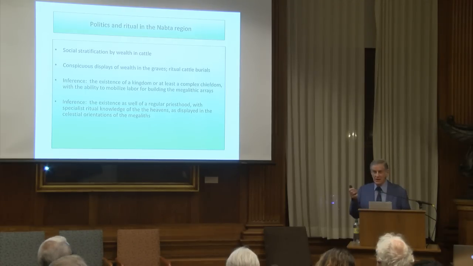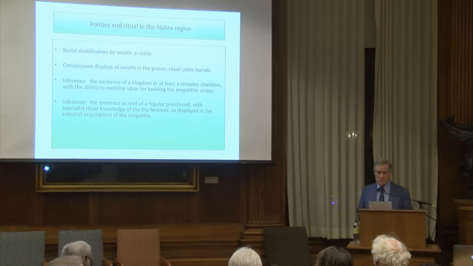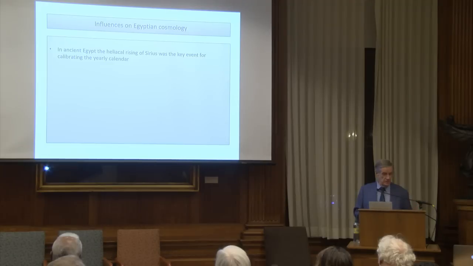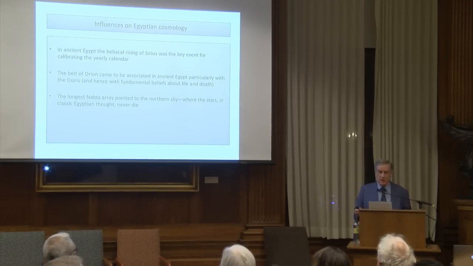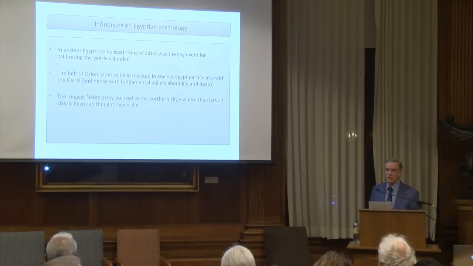Now, the second part of that story: if the initial studies of Nabta are correct, several notable features of the megalithic sites presage the cosmology of Old Kingdom Egypt. Most notably, in ancient Egypt, the heliacal rising of Sirius was a key event for calibrating the calendar. The two other Nabta Playa alignments connect up with ideas about life and death in ancient Egypt. The belt of Orion came to be associated particularly with Osiris, afterlife, death, resurrection, fertility of the land, a lot of things actually, with Osiris, who became quite a noted god. The third Nabta array, the longest one, pointed to the northern parts of the sky where the stars are always above the horizon, the part of the sky where in ancient Egyptian thought the stars never die.